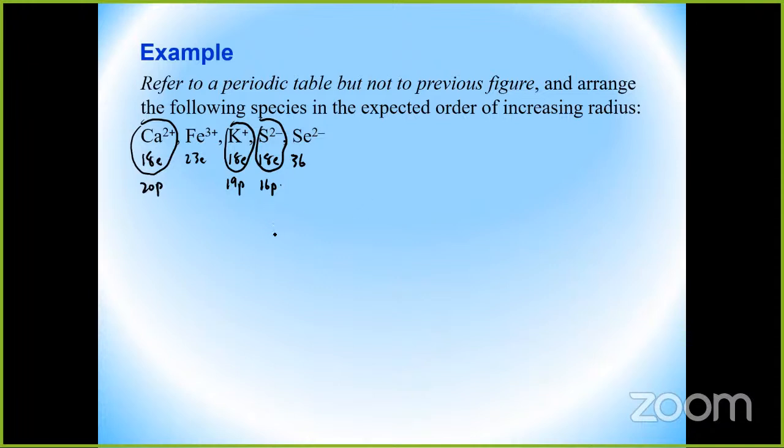Which one of these would you expect to have the smallest radius? They have the same number of electrons. Which of these three? This one, this one, and this one. Which of those three would you expect to have the smallest radius? They have the same number of electrons, but the number of protons are obviously different.